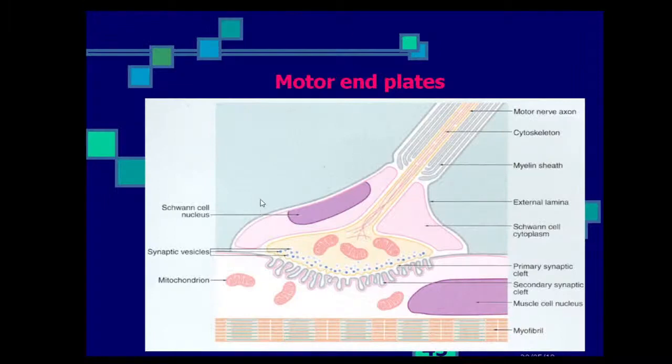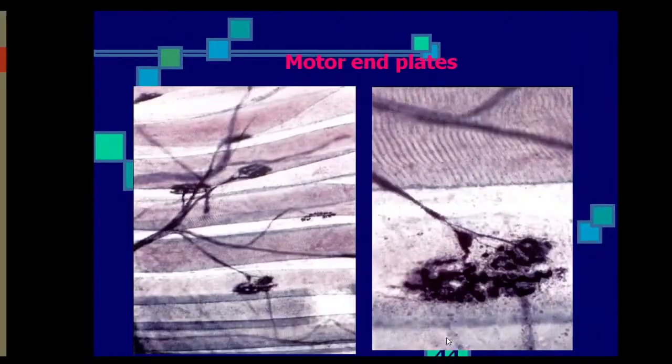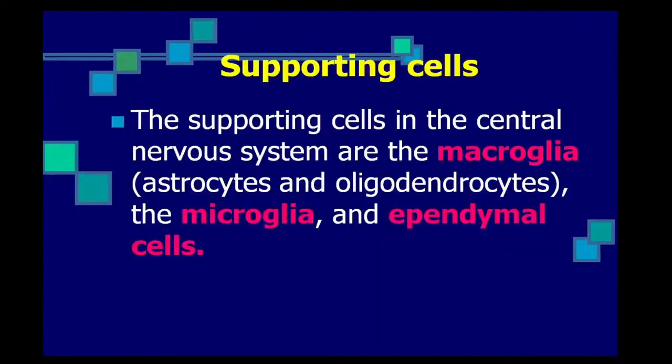So in the motor bulb, which is also named the neuromotor junction, this neuromuscular synapse uses acetylcholine. But we have just seen it like this structure under the microscope, and now we are talking about supporting cells. The supporting cells of the central nervous system are macroglia, astrocytes and oligodendrocytes, and microglia, and ependymal cells.